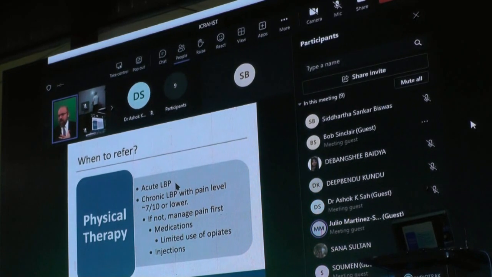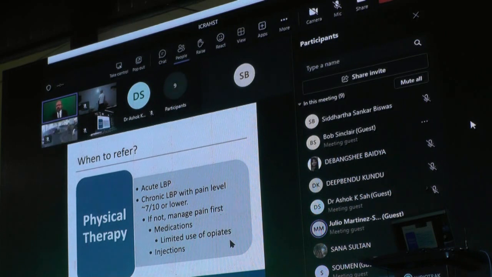For chronic back pain, I personally recommend that the patient should have a pain of 7/10 or lower at worst before we refer them to physical therapy. If not, we need to manage pain. How do we do that? We can use medications. We will limit use of opioids. I personally don't recommend opioids unless the patient has a spine space-occupying lesion, spine tumor, or a fracture. They can be used in the future, but the first line would not be opioids.